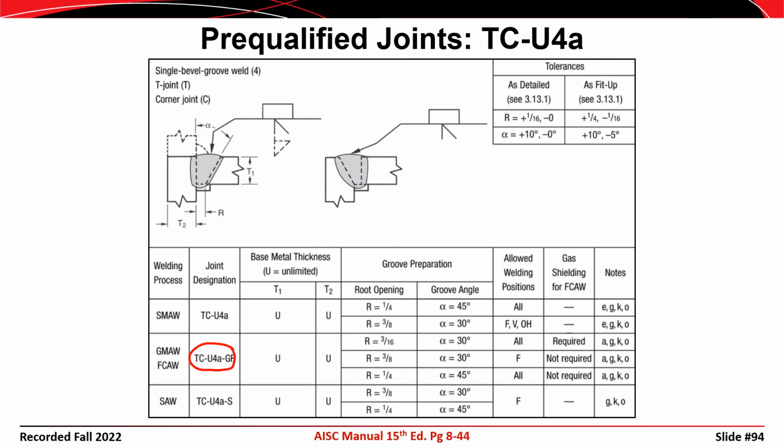And here you can see the thicknesses of the parts, T1 and T2. They're both unlimited in this case. If you're using stick welding, then you need a root opening of 1/4 of an inch with a groove angle of 45 degrees, or you need a root opening of 3/8 of an inch with an angle of 30 degrees. And then you can see which welding positions are appropriate in those cases.